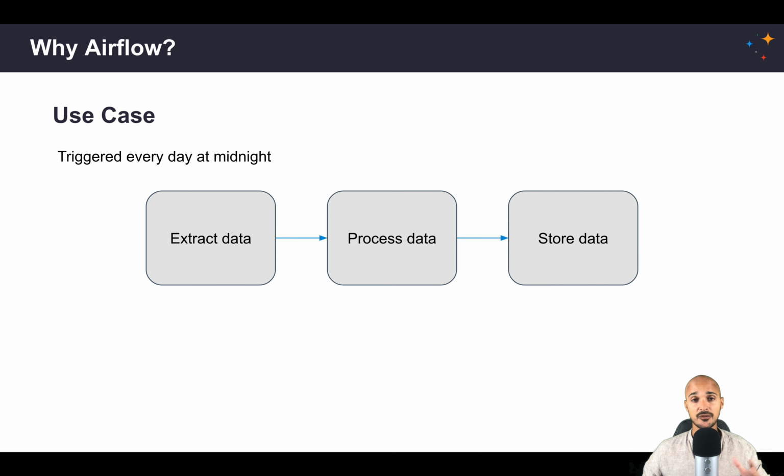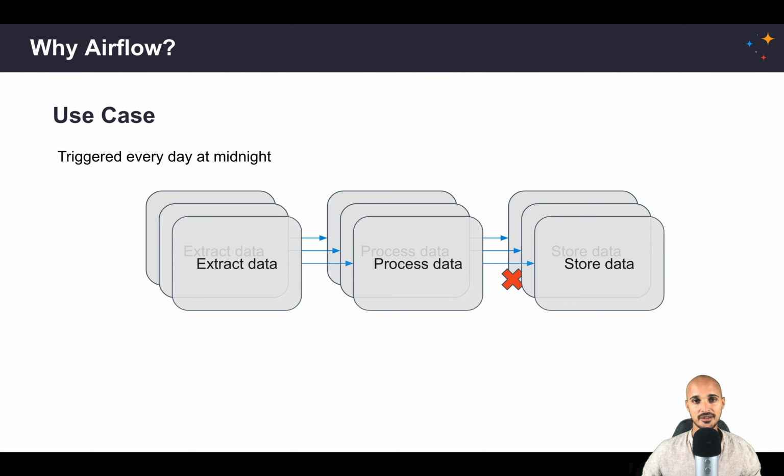Now, what happens if you are not able to reach the API to extract the data? Or what happens if for some reasons you are not able to process your data with Spark? And now, what about if the database is not available? As you can see, you can end up with many errors, and I let you imagine what will happen if you have hundreds of different data pipelines.